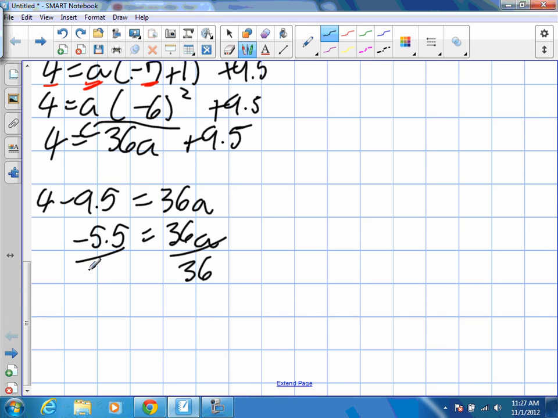Sorry, but why do you put the 36 with the a? You multiply. It's the same as multiplying, that idea. But the a is in front. It doesn't matter. You can multiply in any order.